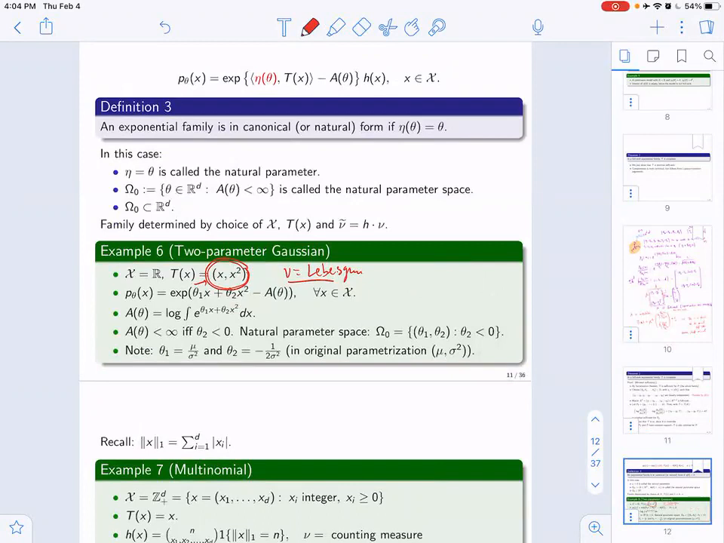You can just integrate this and verify that this integral is going to be finite if and only if this is negative. And from comparing with the Gaussians, you can see that theta 1 and theta 2 are related to the usual parameters like this. So indeed theta 2 has to be negative because you know that the variance is positive. But that also follows from this type of construction. Even if you didn't know that this was a variance, you knew that the integral has to be finite, so theta 2 has to be negative. Questions?